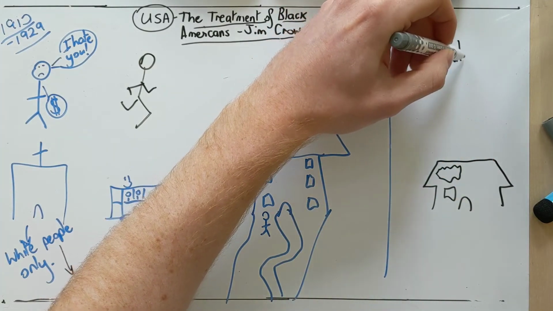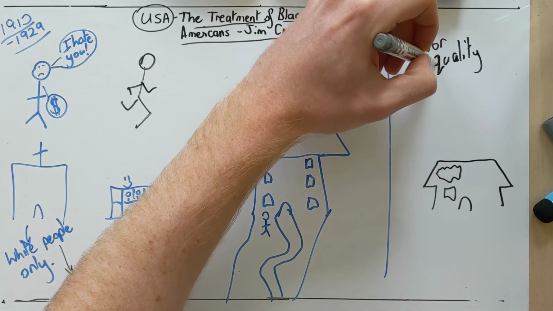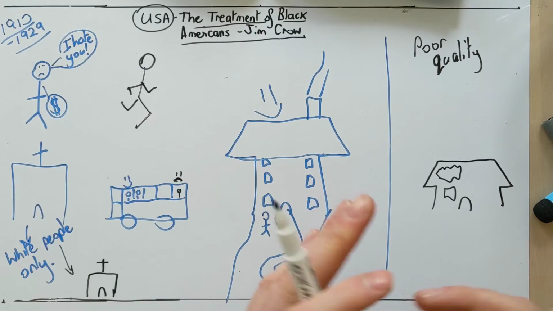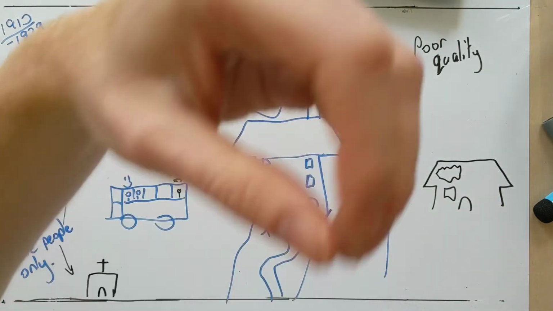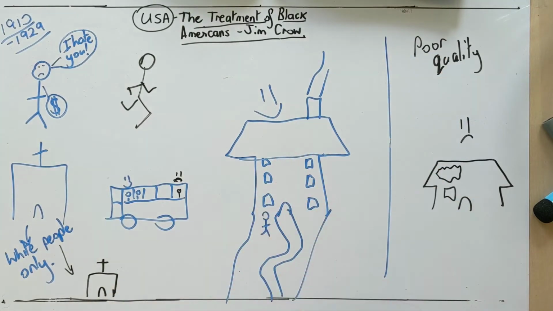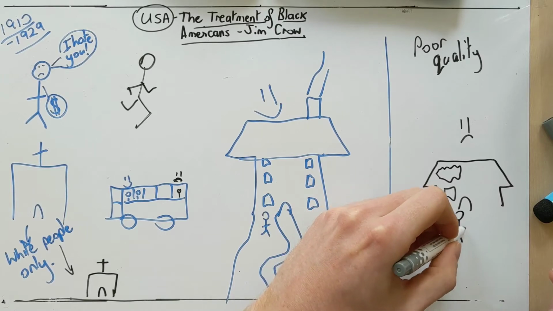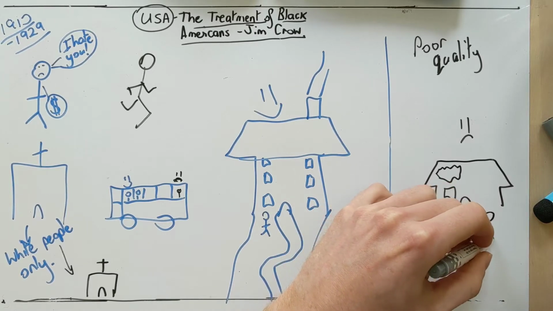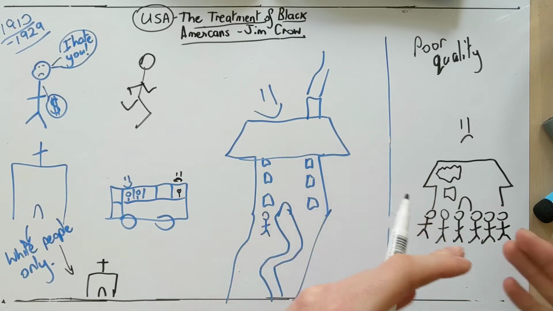Now, obviously, we're generalising hugely here. Okay, but they basically were saying that they didn't have as much money, so they were forced to live in worse areas of town. So their houses might be a little bit beat up, or they might have a lot of people in one house because it was cheaper that way.